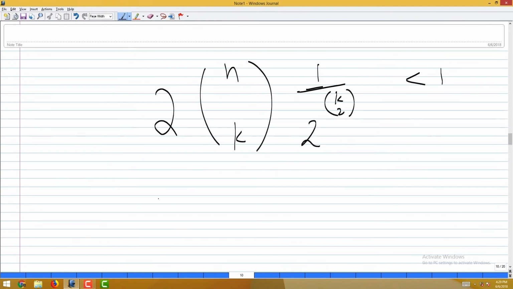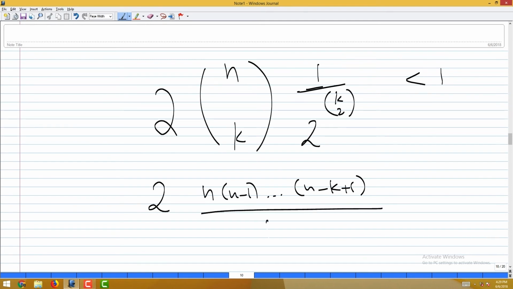So this 2 into n choose k, what is this? n into n minus 1, so there are k terms, right, up to n minus k plus 1, divided by k factorial here. Am I right? Then 1 by 2 to the power k into k minus 1 by 2.